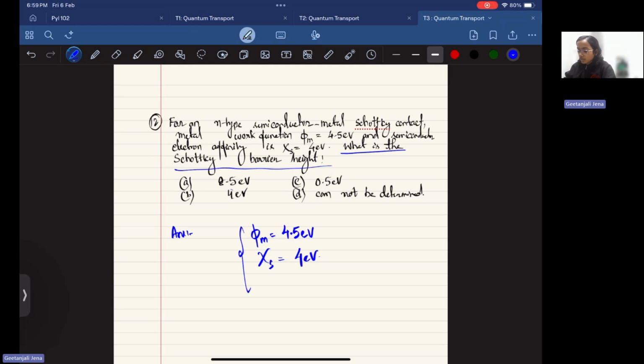There are four options. Option A 8.5 electron volt, option B 4 electron volt, option C 0.5 electron volt, or option D it cannot be determined using this data. So let me give you a few minutes. Try to solve it on your own. Then I will show you the steps.